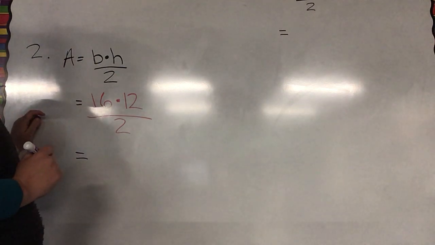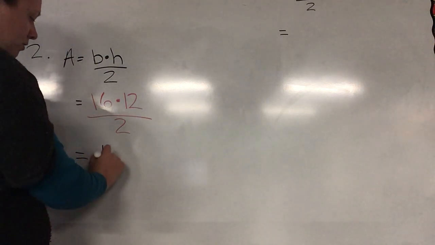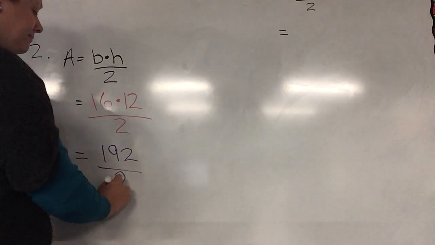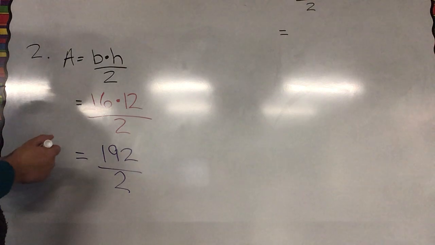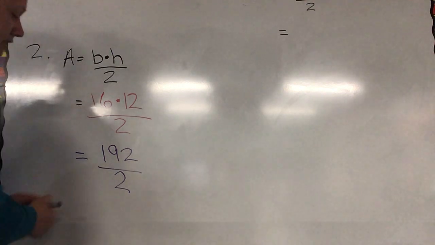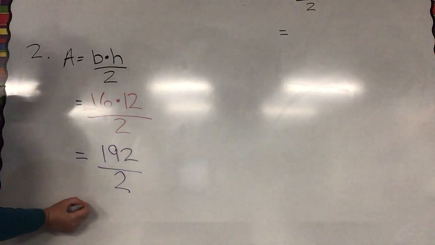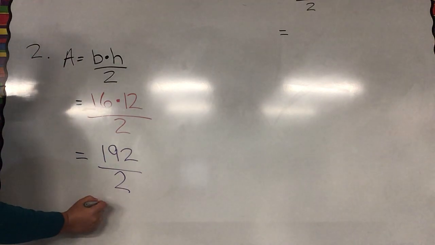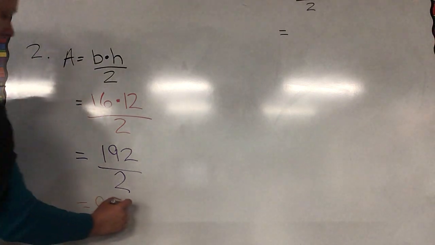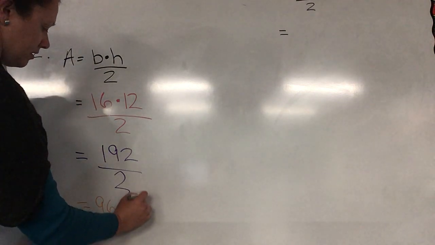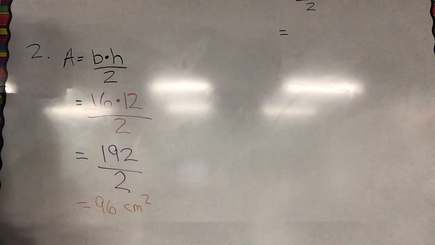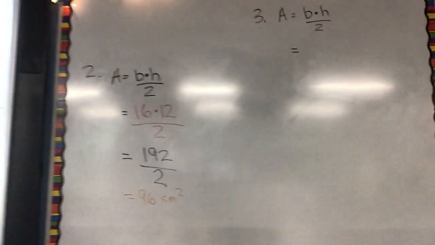So what is 16 times 12? 192. And then we need to divide by 2. Again, 192 divided by 2. You could not do that mentally. But when you work that out, what did you get then? 96. What's my label? Centimeters squared. Very good. It's Monday. We made it.